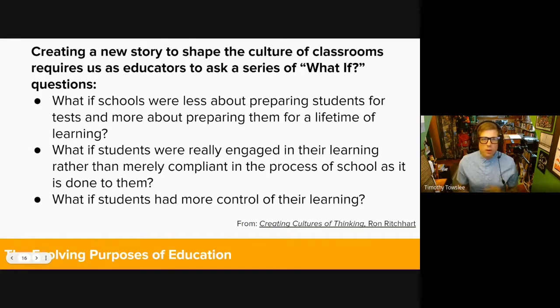Creating a new story to shape the culture of our classrooms requires us to ask these what-if questions. What if schools were less about preparing students for tests and more about preparing them for a lifetime of learning? What if students were really engaged in their learning rather than merely compliant in the process of school as it is done to them? And what if students had more control over their learning?